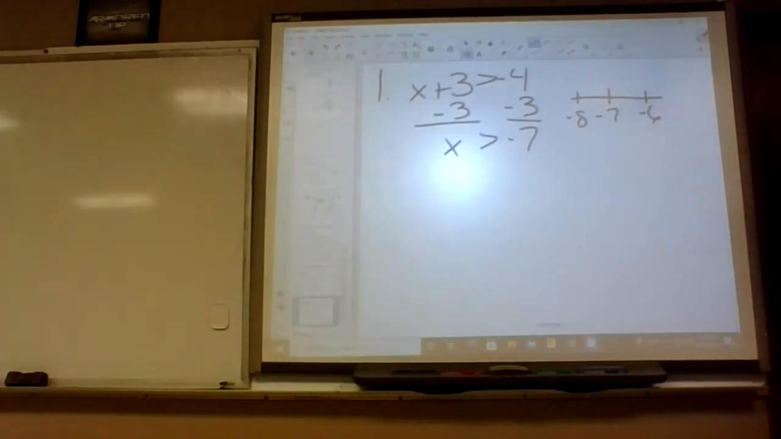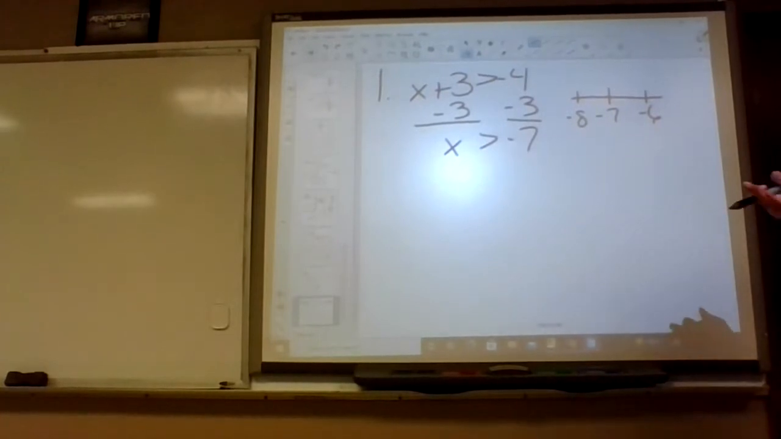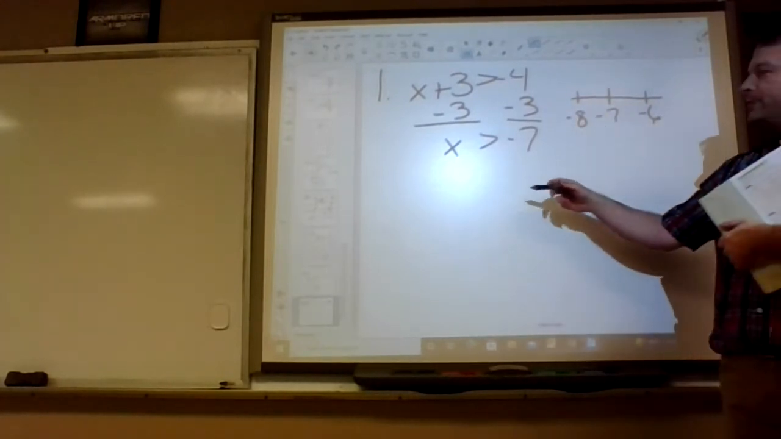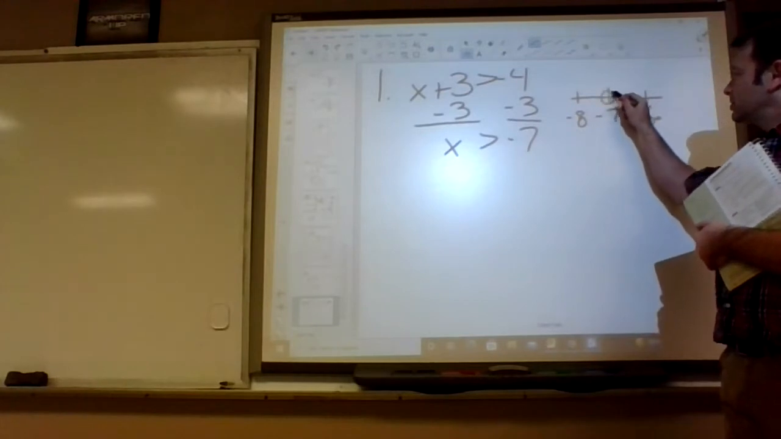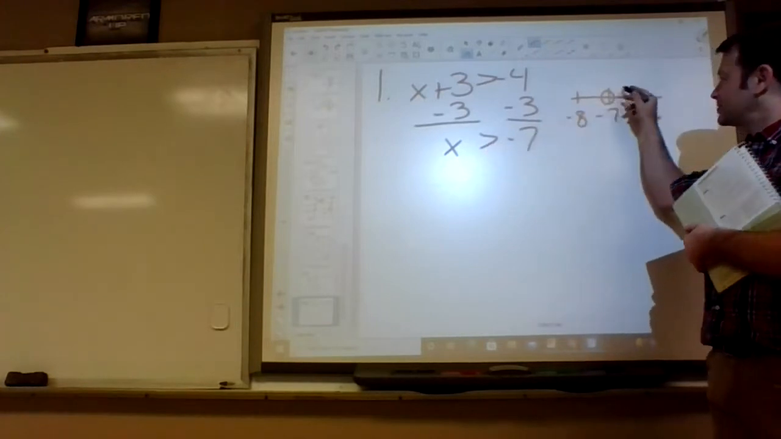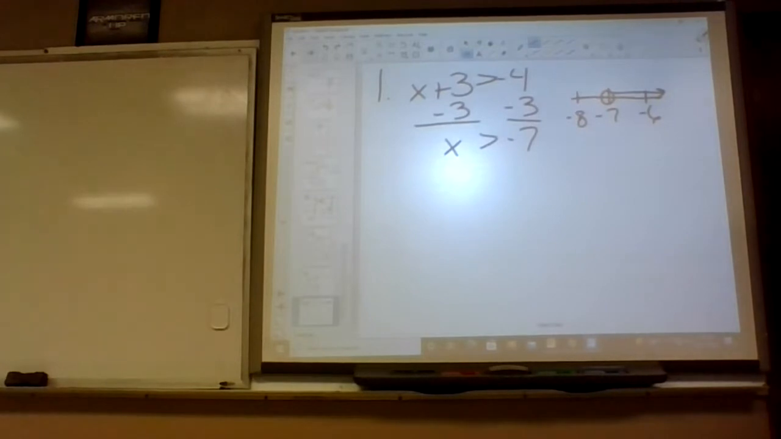When do we have to flip this? When you multiply or divide by a negative. We're not multiplying or dividing, we're just subtracting 3. So like 95% of the time, it's just going to stay the same symbol. Is the circle going to be open or closed? Open, x is greater than. Remember that this arrow kind of points in the same direction, unless x is on the other side. Occasionally it's on the other side.